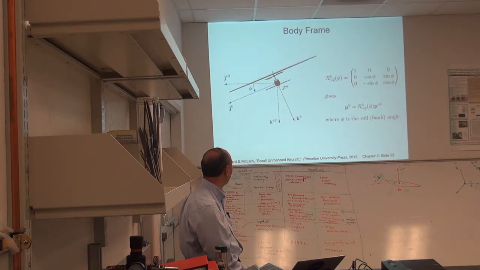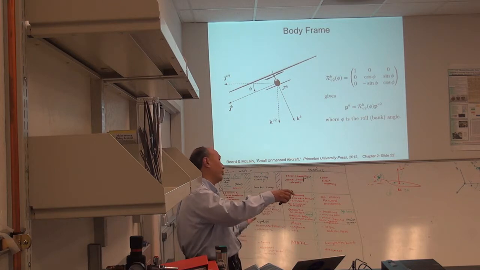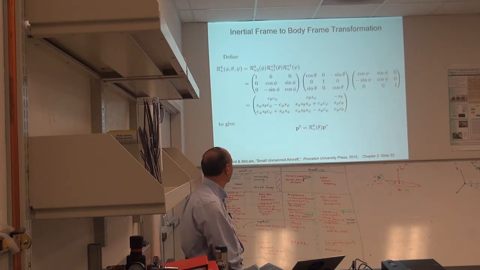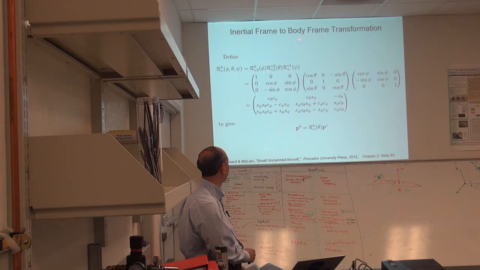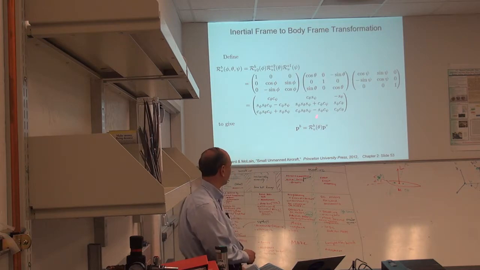So the body frame is much easier, okay, much easier. So you do this J, this K, okay, this is theta. Theta is the roll, okay? The roll angle, you bank. So together, from inertia frame to body frame, you have phi, theta, psi. Then you have this standard thing here.